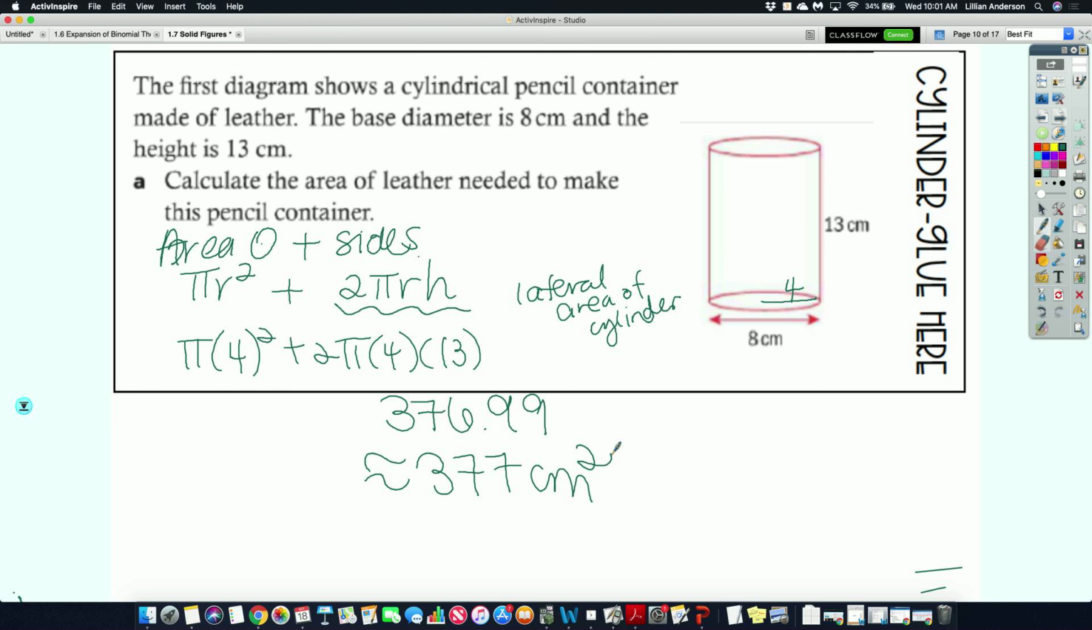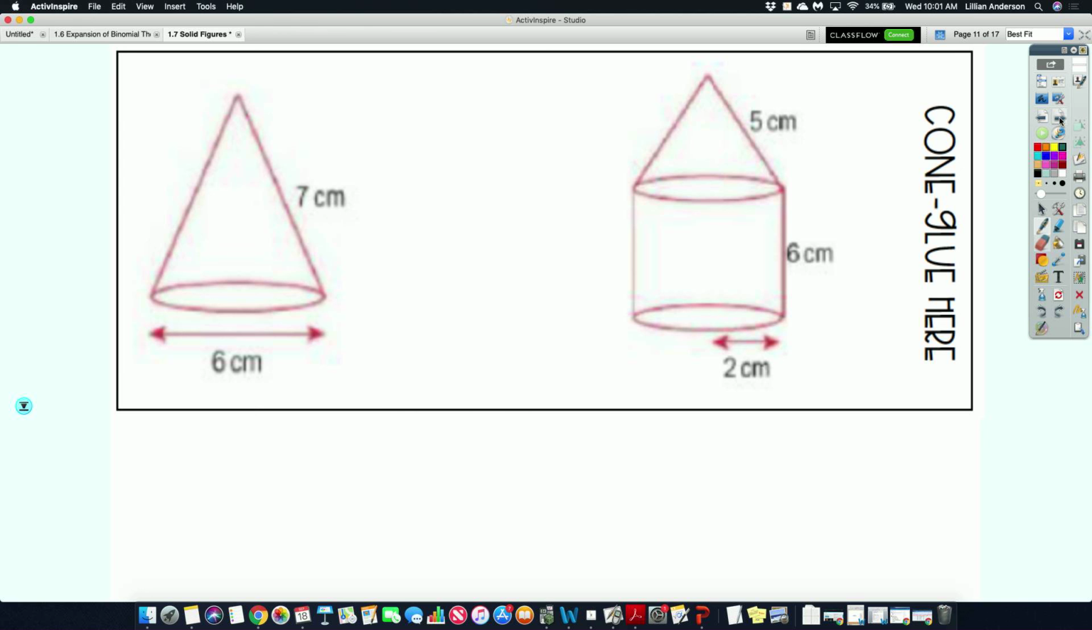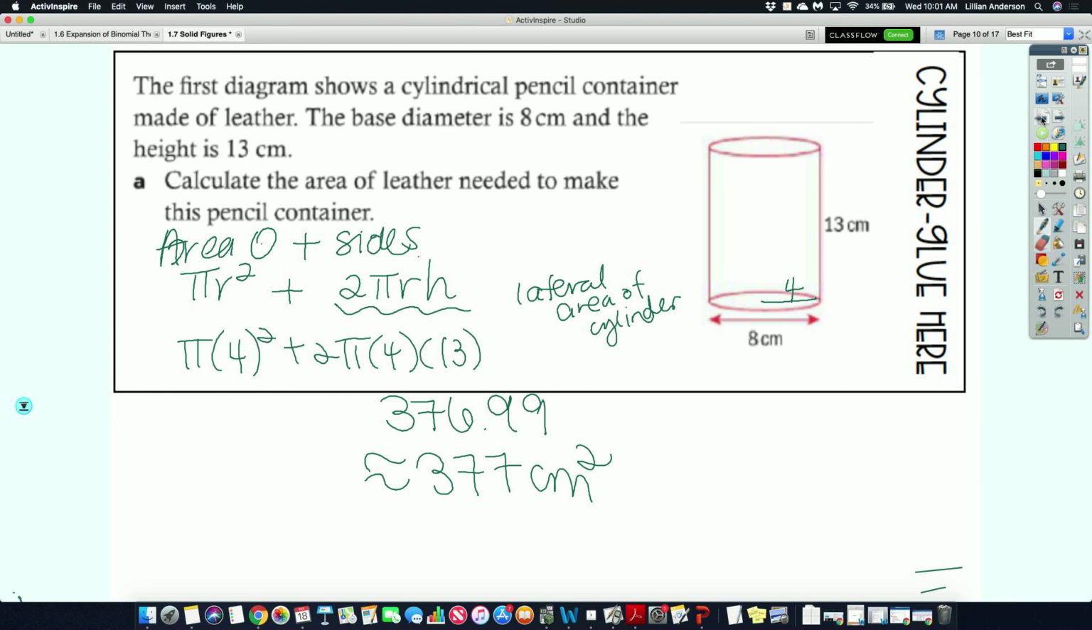Questions? Do we write that one down about the lateral area? Yes. Okay. Wait, we have to subtract the area of the base. We don't, because we only did one of the circles, not two of them. That makes sense.